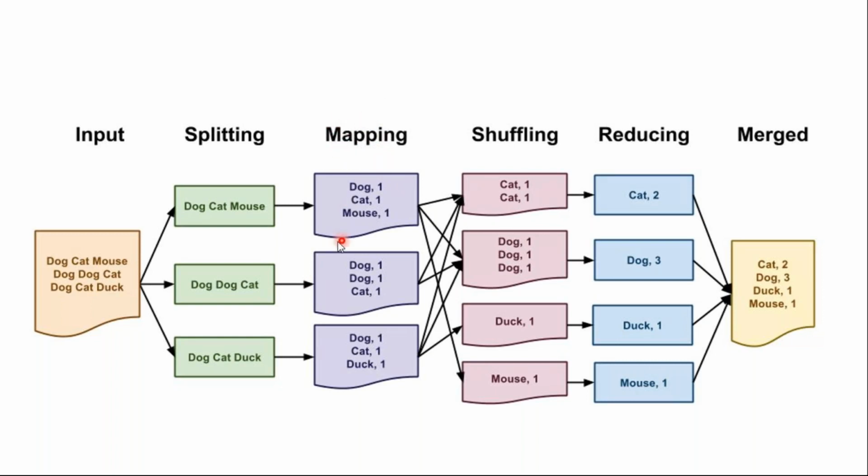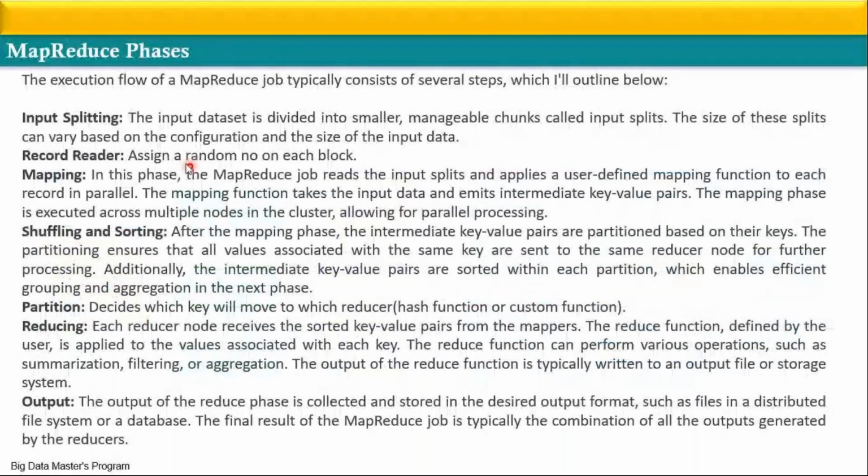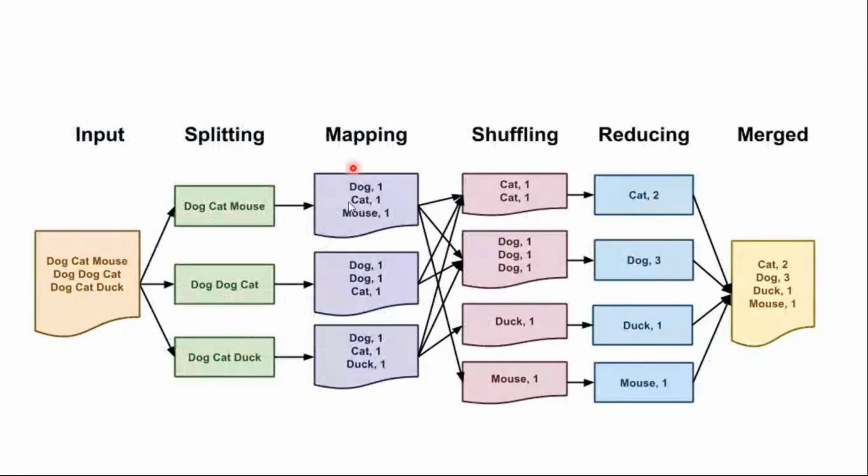So the record reader is there. What the record reader will do is assign a random number to each block, and then it is given to the mapper. The mapper will remove that particular random number and work on the logic that we give, and based upon our logic it is going to provide the output. Once it has processed, it is going to shuffle and sort this output and give it to the reducer, and the reducer is going to provide me the final output.